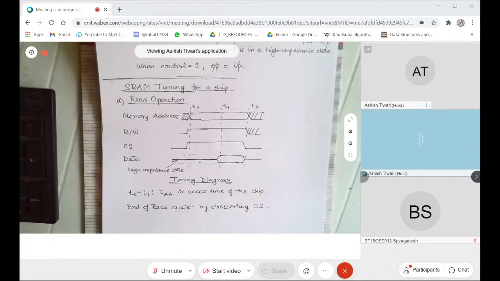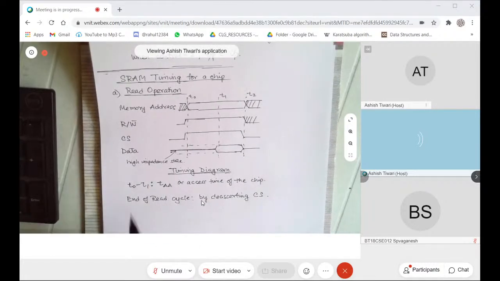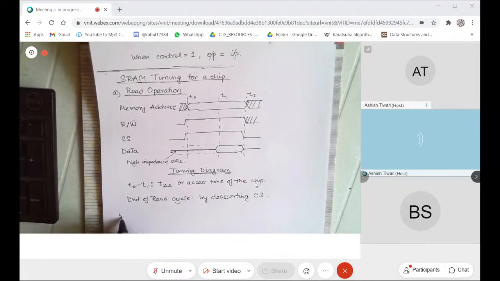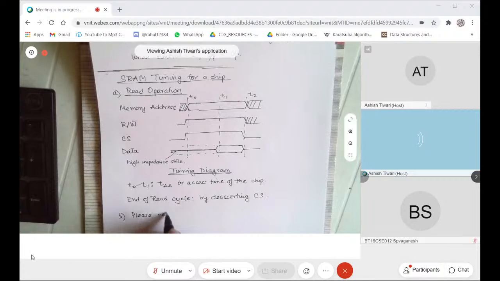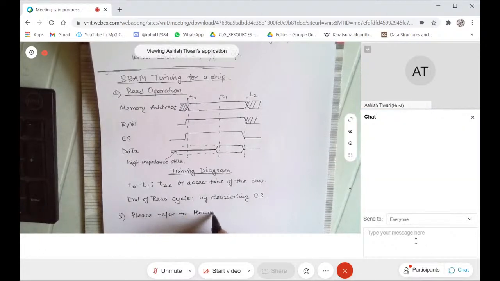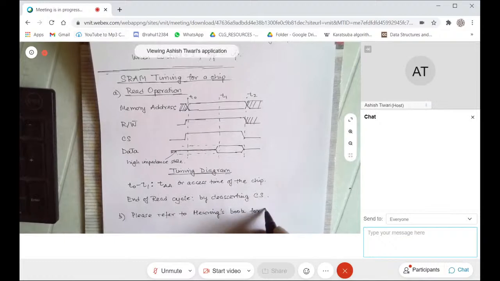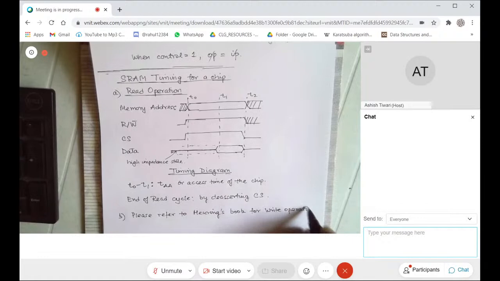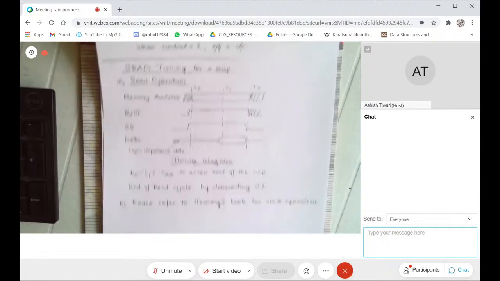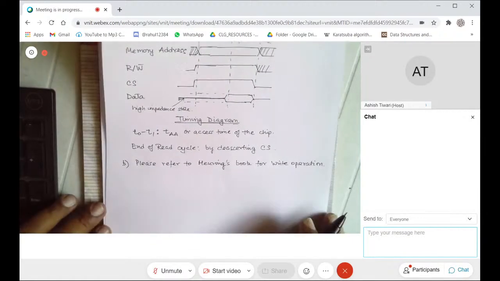My suggestion to you is please refer to Turing book for the write operation. So I am not drawing it here. But I have tried to draw.